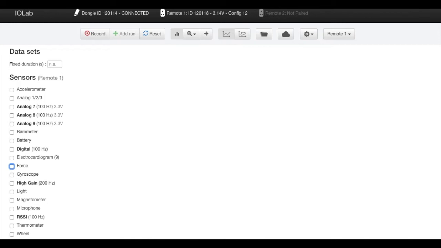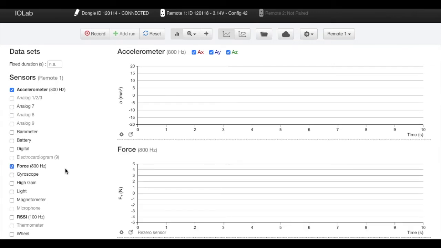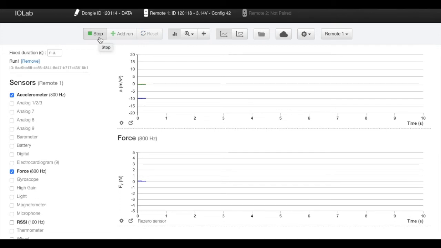And once it is sitting on a flat surface, make sure it is not moving, and then I would like you to turn on both the acceleration as well as the force sensor. So you are going to record data for both the acceleration as well as the force sensor. So press record and then record data for a few seconds.